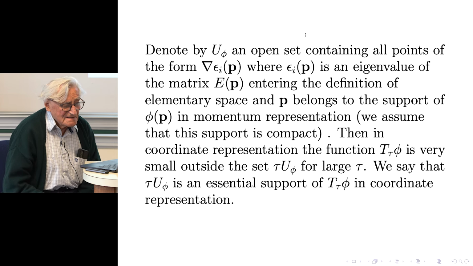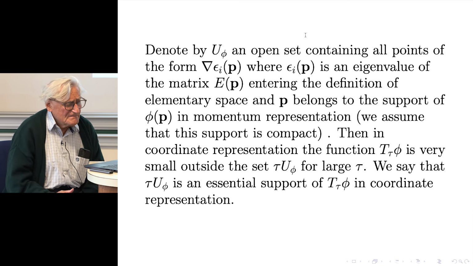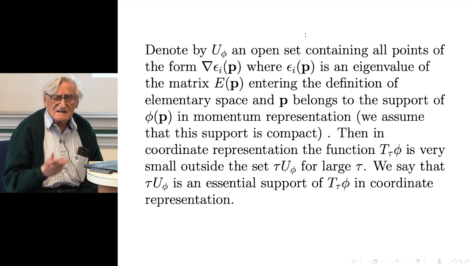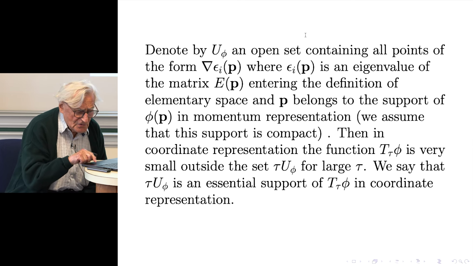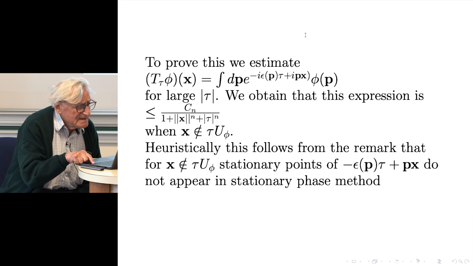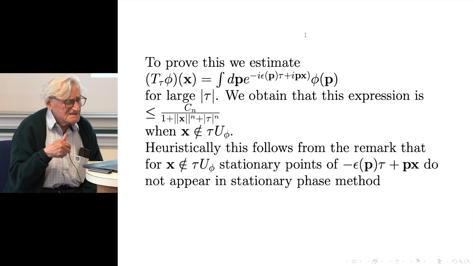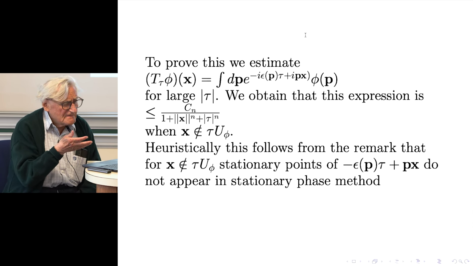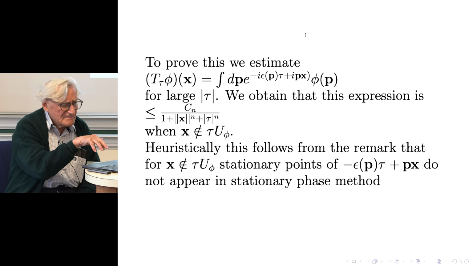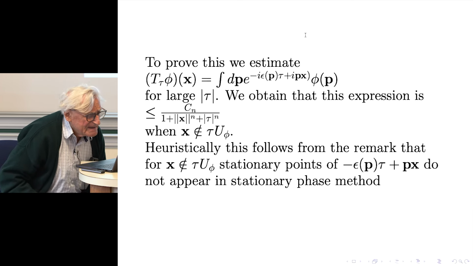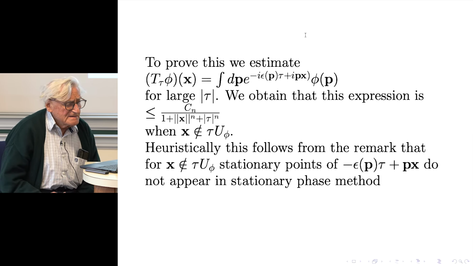The set that governs the time evolution of my function in coordinate representation. When you are working in coordinate representation, then you should consider this. We started with momentum space, phi of p, the function. Then you go to coordinate space, take the Fourier transform, and after that you multiply by some exponent depending on time.